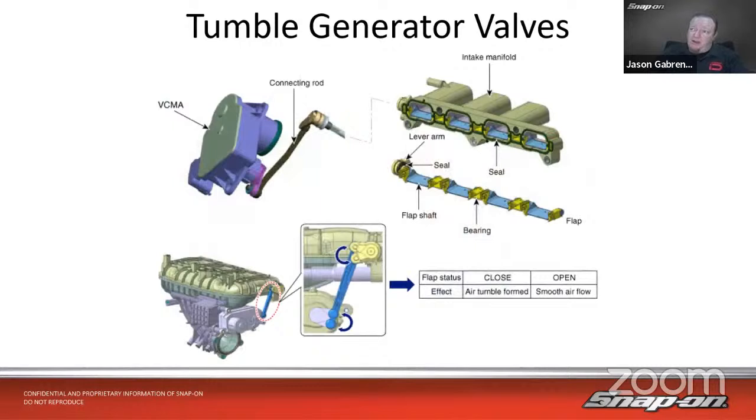So a couple different ways they actuate that. Here's a little closer look at that system. We can see it's got an actuator with an arm that opens and closes. It's just got a little connecting rod, and it's got a stepper motor in there to open it or close it. So this is a variable charge motion actuator, they call it on a Hyundai. So that's just how that kind of looks.